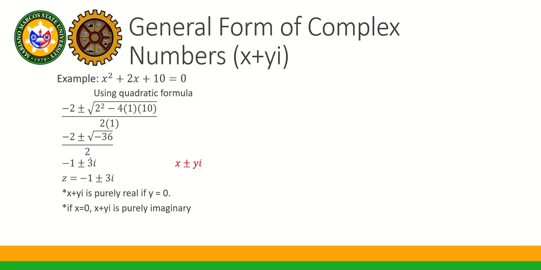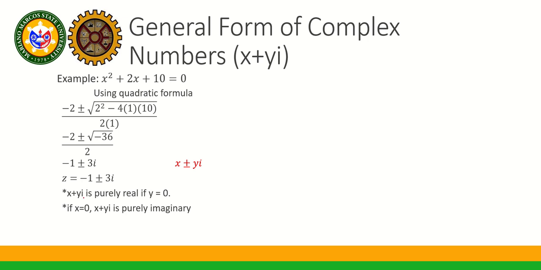And then, manipulating and computing, simplifying, we arrive at the answer, na negative 1 plus minus 3i. Because meron tayong negative na integer dito sa loob ng radical sign. So, this is our z since it's a complex number.